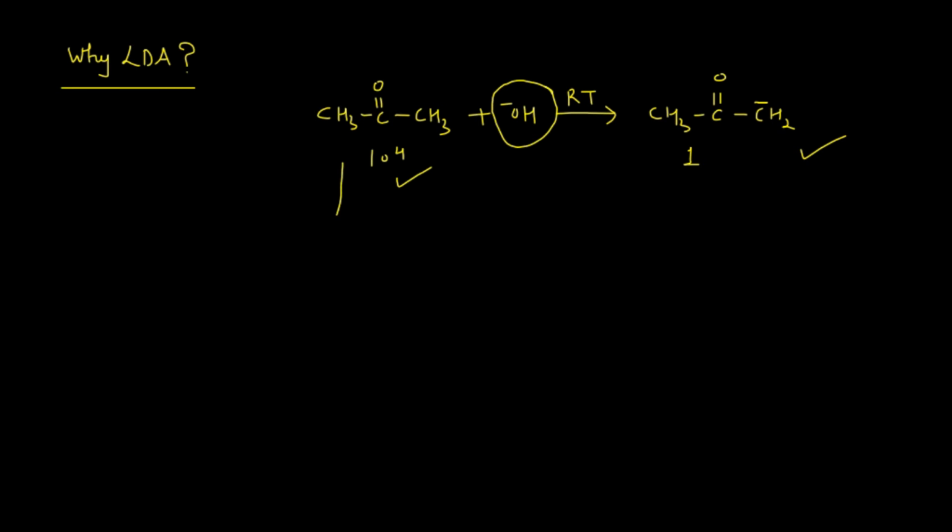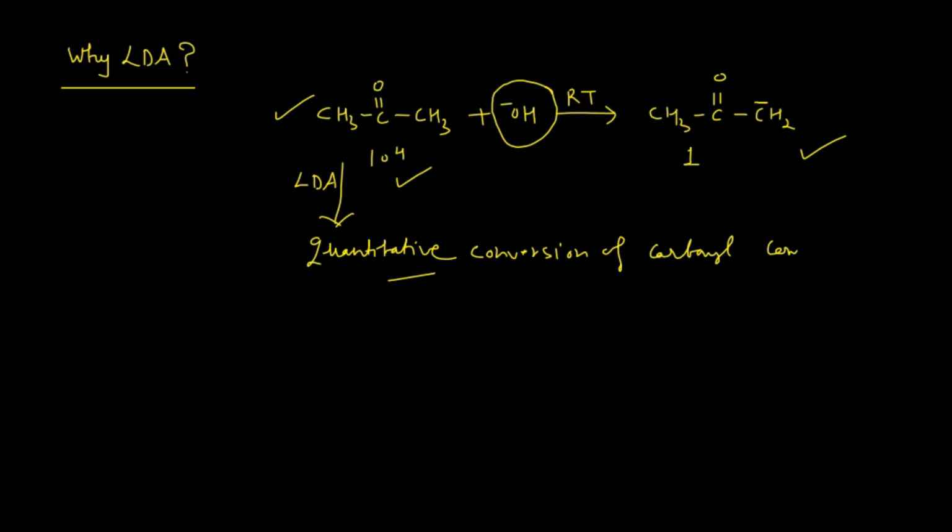But if you do the same thing with LDA, then there is quantitative conversion. So I am writing: quantitative conversion of carbonyl compounds to enolates. This is the first advantage. And the second advantage is that if there is a possibility of producing diastereomers, then the selectivity of LDA would be very, very high in comparison to the normal bases. So this is very, very important.